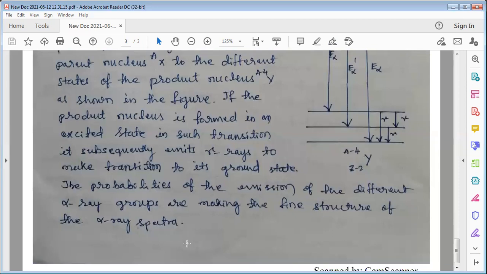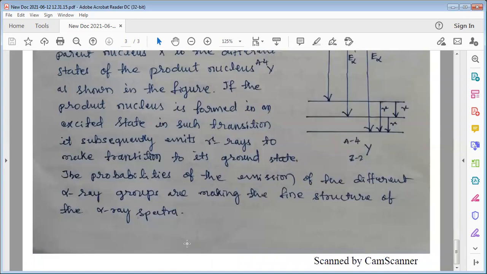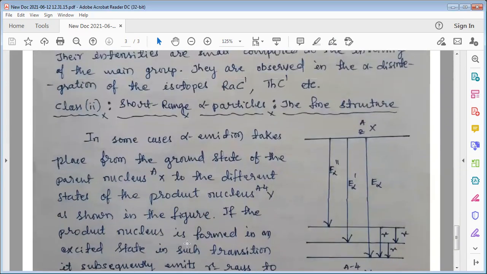So this is about the Geiger-Nuttall law and the spectra of the alpha particles.